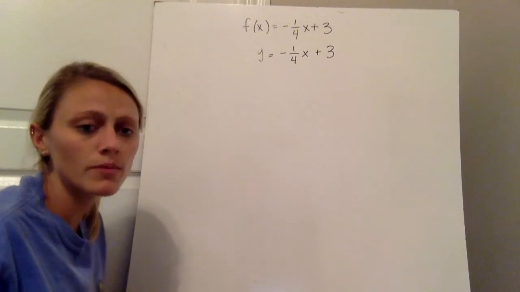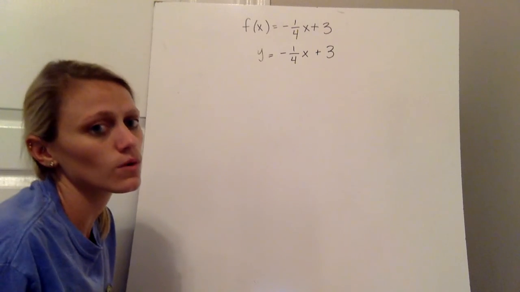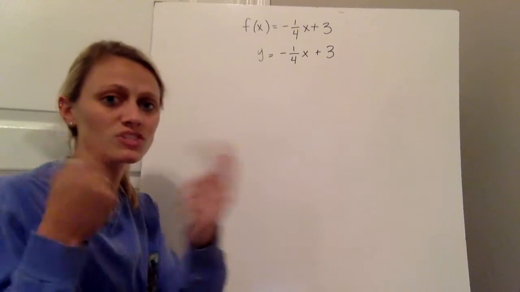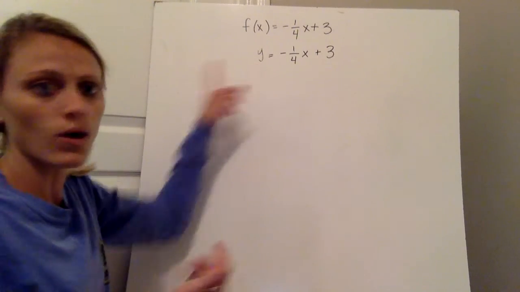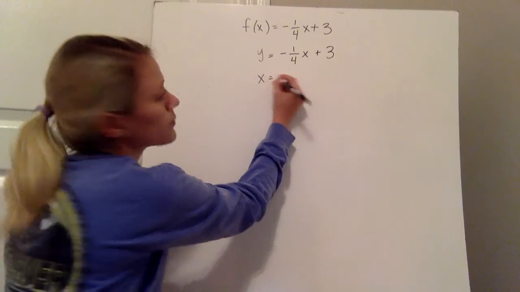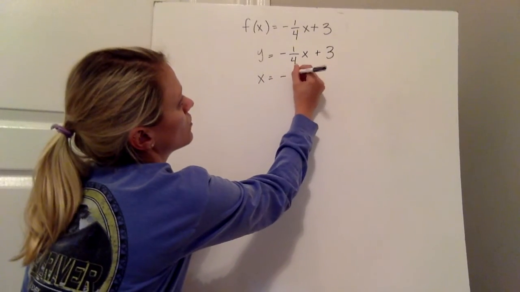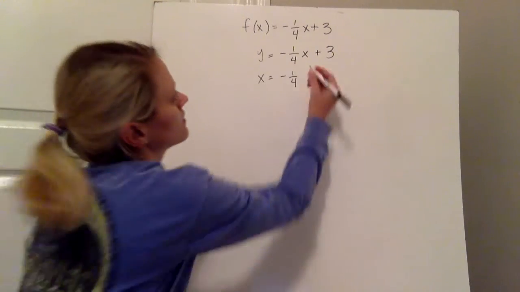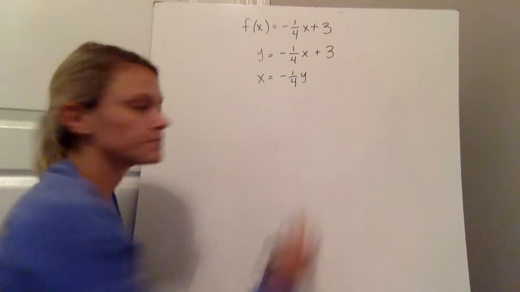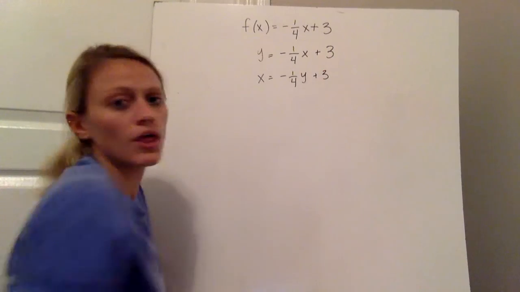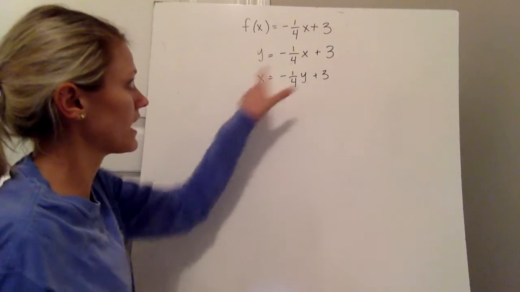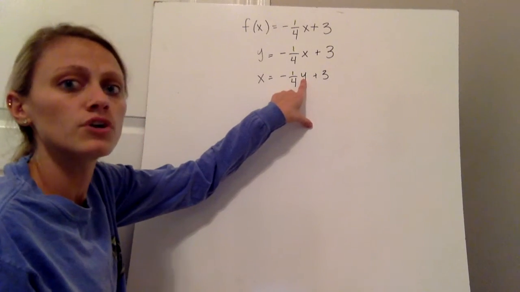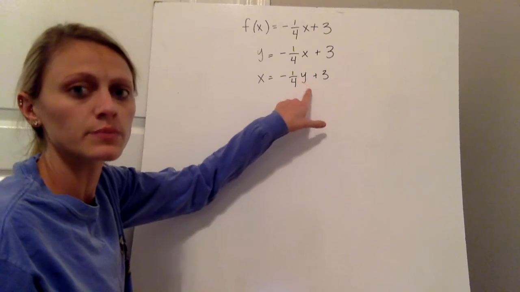Now when we talk about inverses, the one thing that we want to remember is that you just switch the x and the y. So when you're looking for an inverse, you have to switch the x and the y. Instead of my y, I'm going to put x is equal to -1/4, and then instead of this x, I'm going to put my y plus 3. Nothing else changed. I just switched the x and the y values. That's it. Now remember, you want the y by itself.